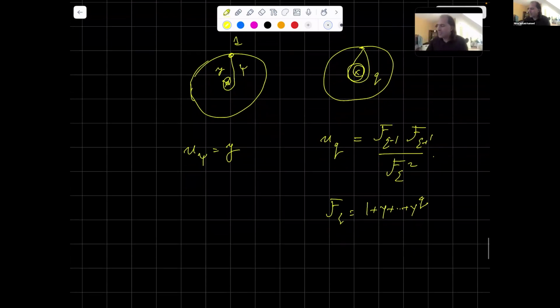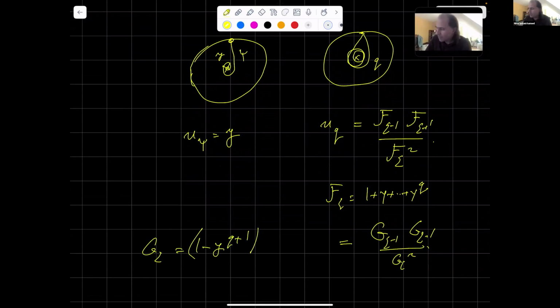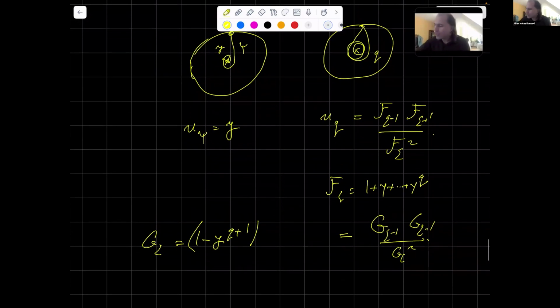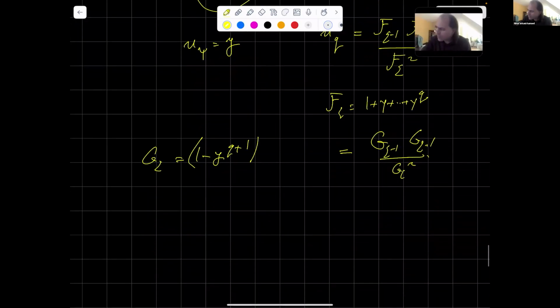Since this is a geometric series, I can also rewrite this as G of Q minus 1, G of Q plus 1, over G of Q squared, where G of Q is just 1 minus y to the Q plus 1. You can readily verify that these U's satisfy the U equations and so forth. But now there's an interesting question. If you're going to have these infinitely many curves and none of them have any standard momentum, then putting them in the U equations, you want to decide what exponents, what product of U_Q to some numbers N_Q. You want to figure out what these numbers should naturally look like.